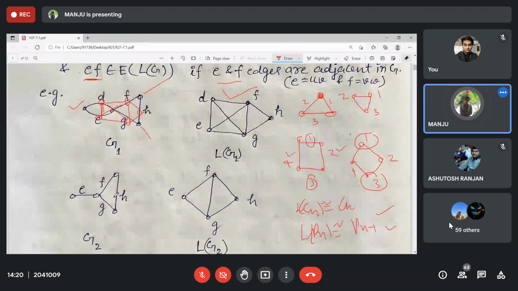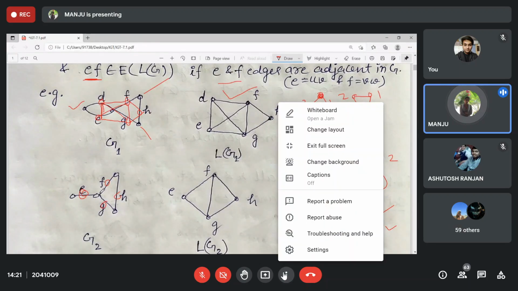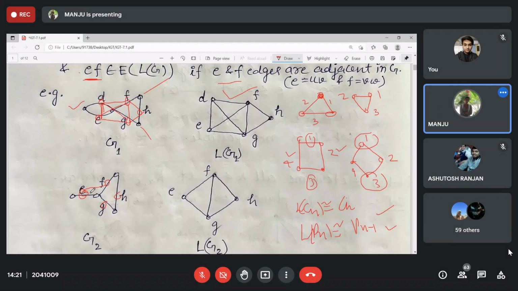Next. The line graph of this one will correspond to this one. There will be vertex, vertex, vertex, vertex. These will form here. All three edges coming out of this have a common vertex now, so this will form C3. If 4 edges are coming out of one vertex, having a common vertex, then it will be K4. 5 edges, K5.